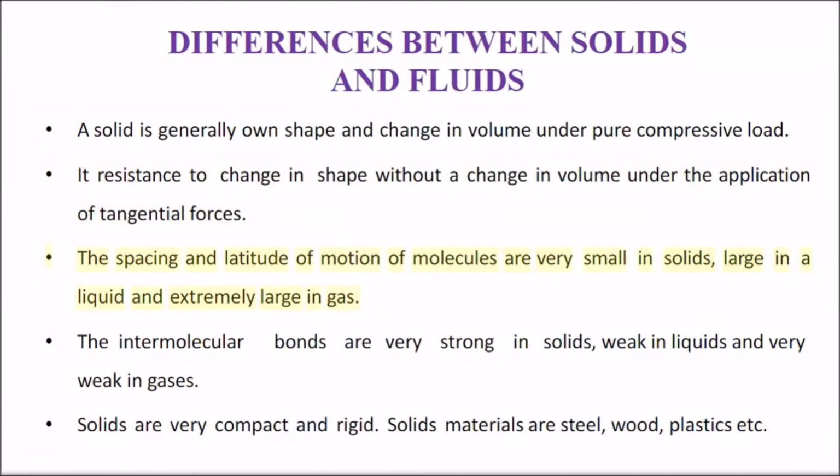The spacing and latitude of motion of molecules are very small in solids, large in a liquid and extremely large in gas. The intermolecular bonds are very strong in solids, weak in liquids and very weak in gases. Solids are very compact and rigid. Solid materials are steel, wood, plastic etc.